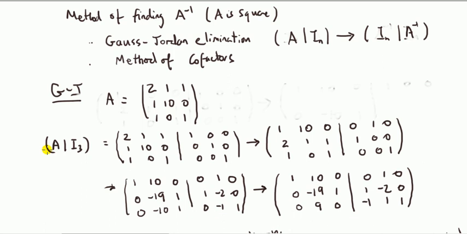Having said that, it might be your experience that it's a breeze to do the Gauss Jordan elimination, in which case stick with that. Unless, of course, your professor says in an exam paper, do it by the method of cofactors.